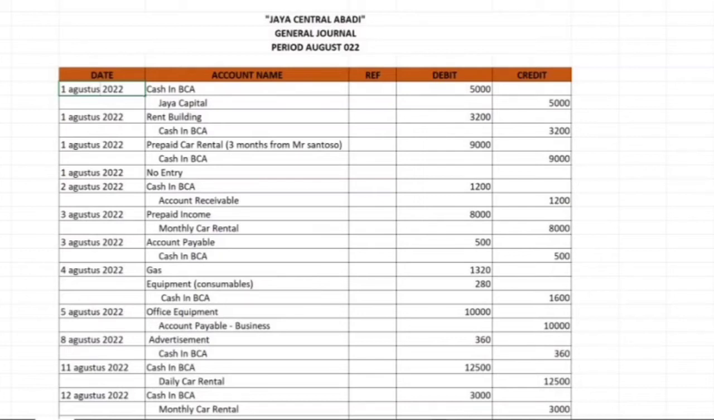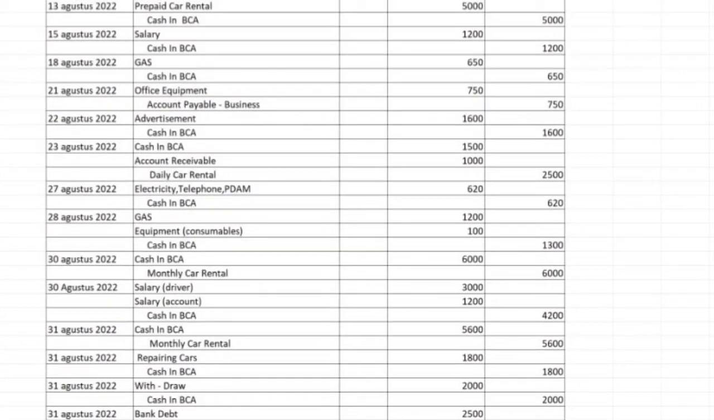Number 12, BCA cash increase next to debit of 3,000 and monthly car rental increased next to credit of 3,000. Number 13, prepaid car rental is increased in debit for 5,000 and cash in BCA is decreased in credit for 5,000. Number 14 is salary. Receiving a salary will increase on the debit side of 1,200 and increase on the credit side of 1,200.